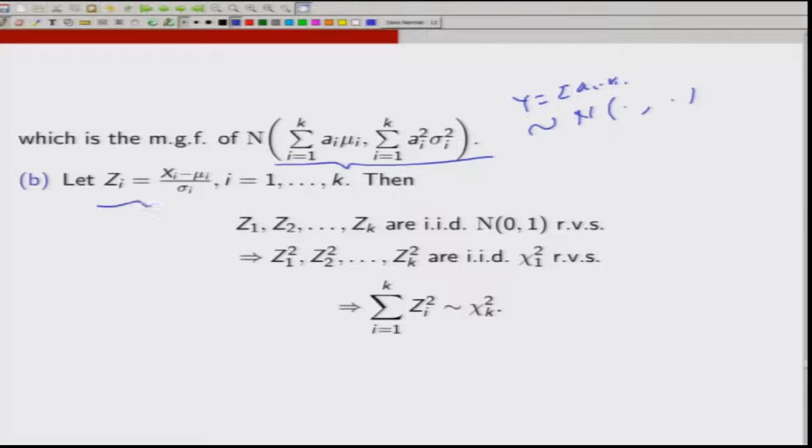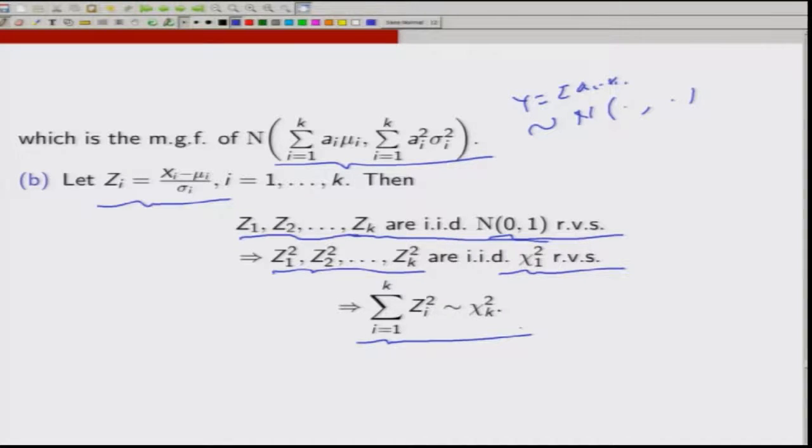Now let us define Zi as (Xi minus mu_i) by sigma_i. Then I know that (Xi minus mu_i) by sigma_i is Normal(0, 1). So that means Z1, Z2, ..., Zk are Normal(0, 1). Now since the Xi's are independent, and I know that functions of independent random variables are independent, Z1, Z2, ..., Zk are IID Normal(0, 1) random variables. So Z1 squared, Z2 squared, ..., Zk squared would be IID chi square 1 random variables. So the summation i equals 1 to k of Zi squared, by the reproductive property of chi square, would have a chi square k distribution.